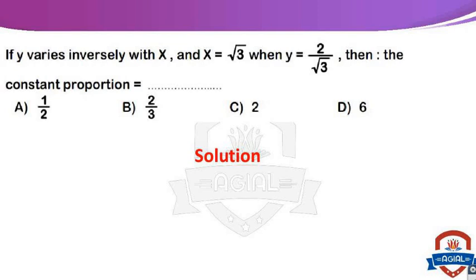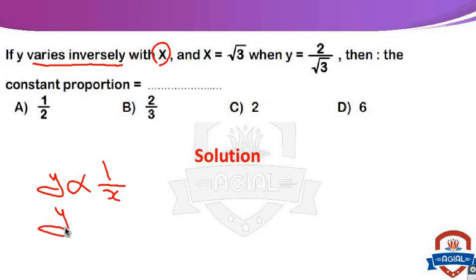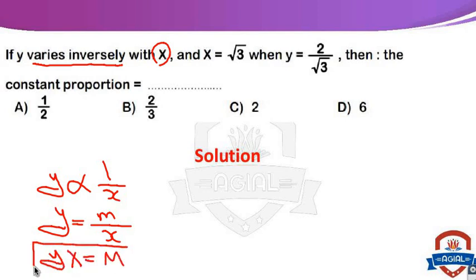If y varies inversely with x, and x equals square root of 3 when y equals 2 over square root of 3, then the constant of proportion equals what? At first, y varies inversely as x, 1 over x. Then y = m over x. Then yx = m, where m is a constant not equal to 0.